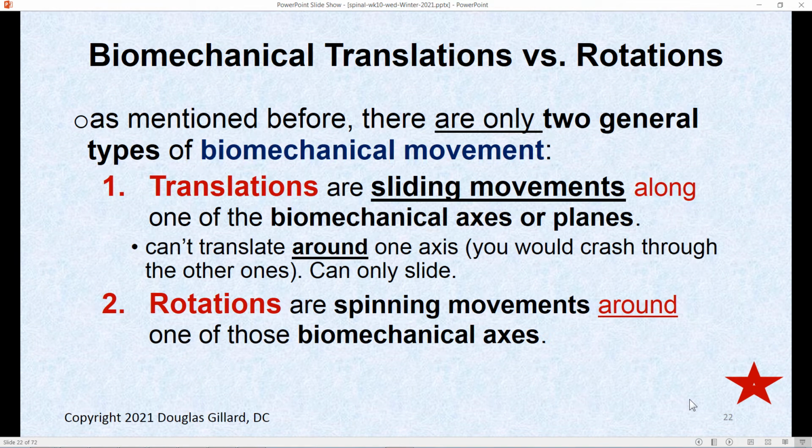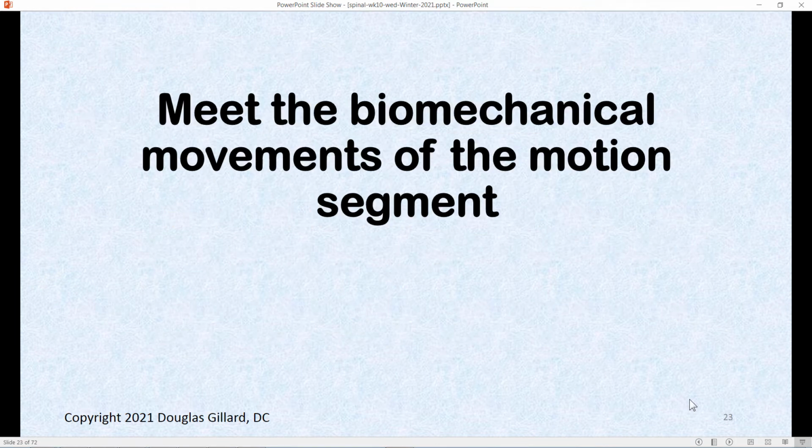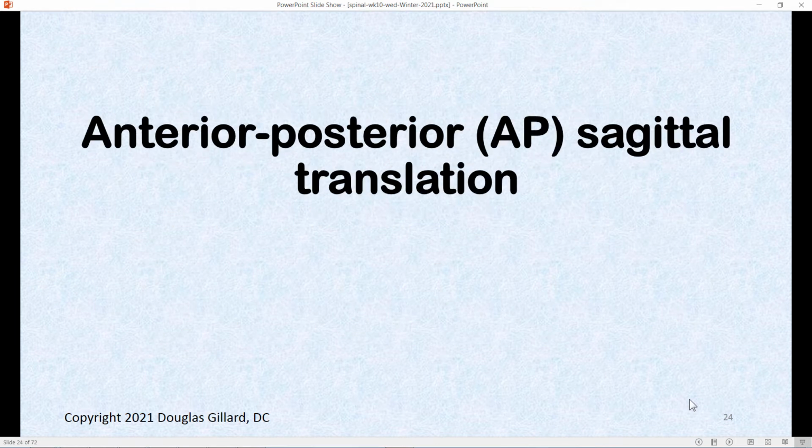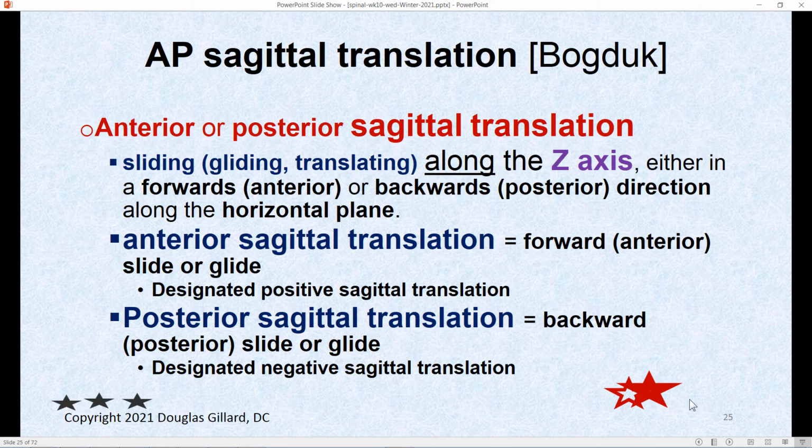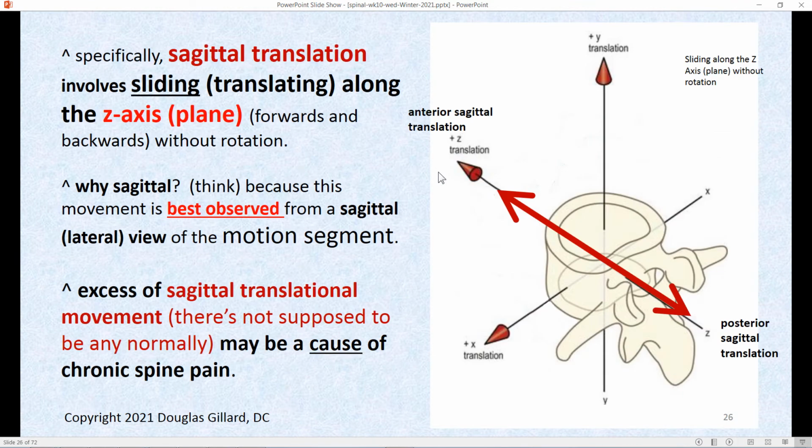Translation versus rotation. There are generally two types of motion. We're just reviewing. Translation is a sliding motion. It slides over one axis or one plane. Rotation is a spinning motion. All right, now we're ready to meet the actual movements. The first one we'll talk about is A to P sagittal translation. Let's just look at a picture of it.